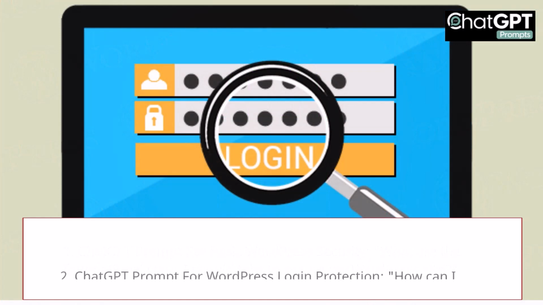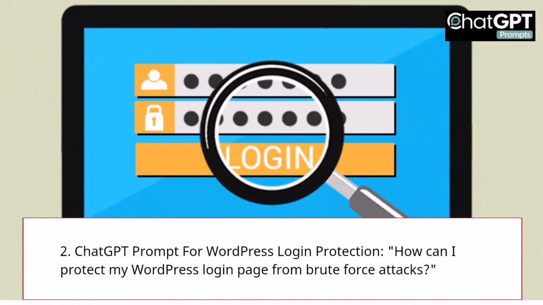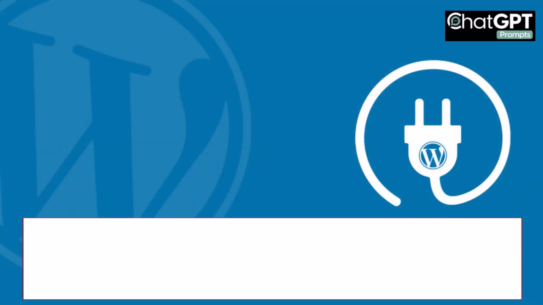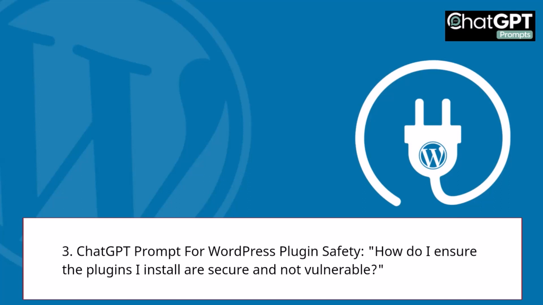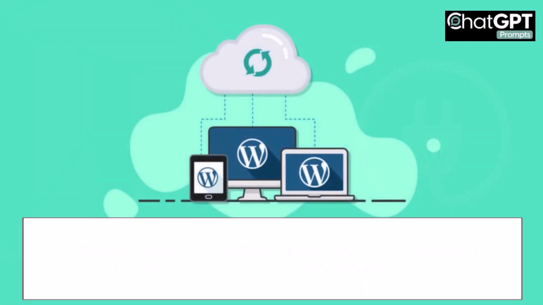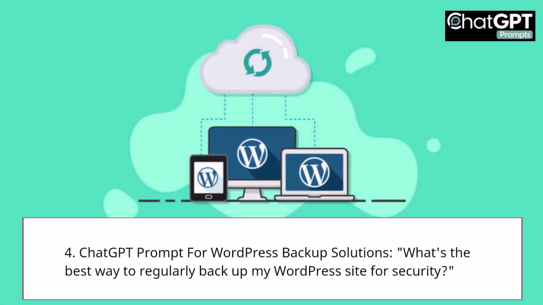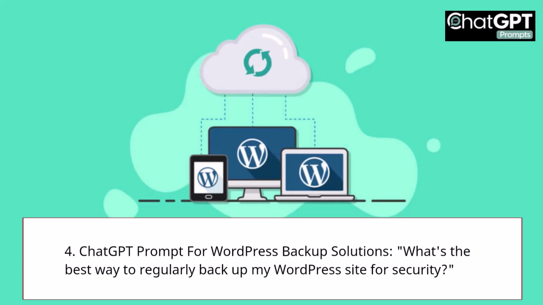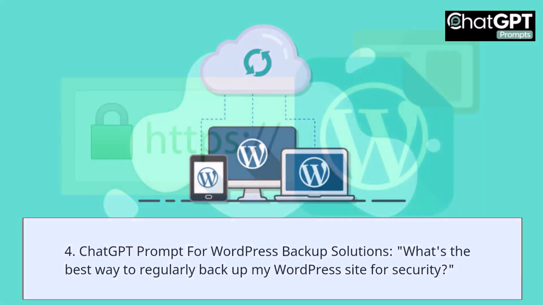2. ChatGPT prompt for WordPress login protection. How can I protect my WordPress login page from brute force attacks? 3. ChatGPT prompt for WordPress plugin safety. How do I ensure the plugins I install are secure and not vulnerable? 4. ChatGPT prompt for WordPress backup solutions. What's the best way to regularly back up my WordPress site for security?